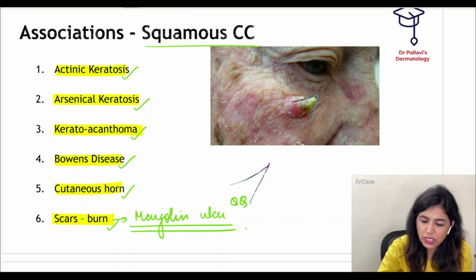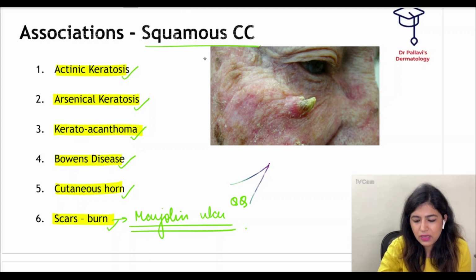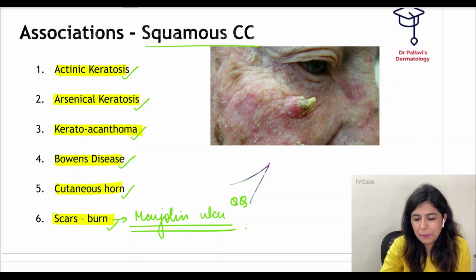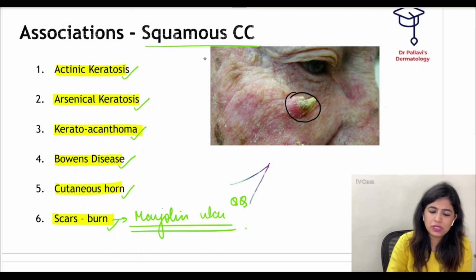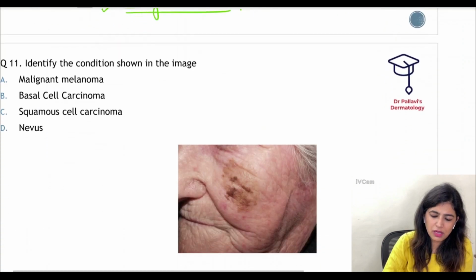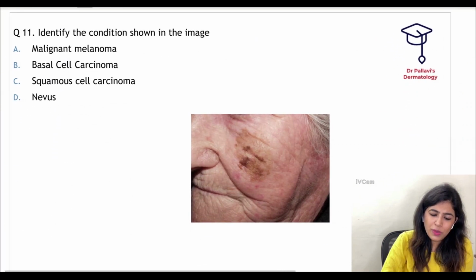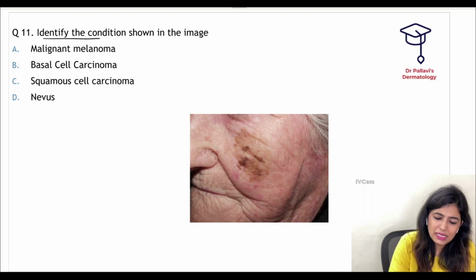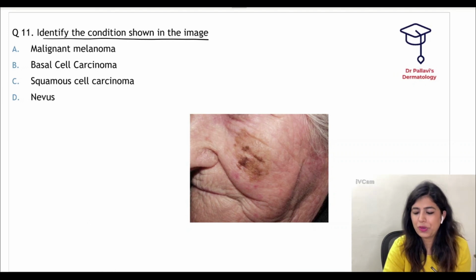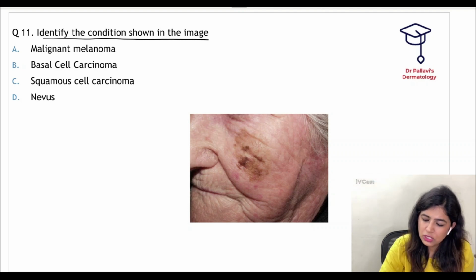See, this is an image of the cutaneous horn. This is like a horny structure which is made of keratin. At the base of the lesion here, you have almost an SCC developing. So this is associated with the answer squamous cell carcinoma. Coming to question number 11, identify the condition shown in the image. Okay, so what does the image show us?